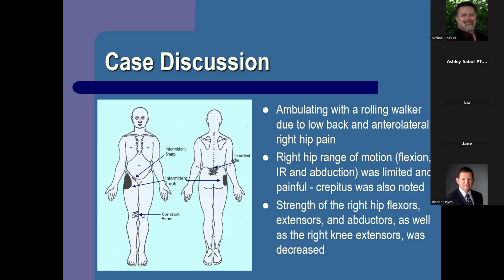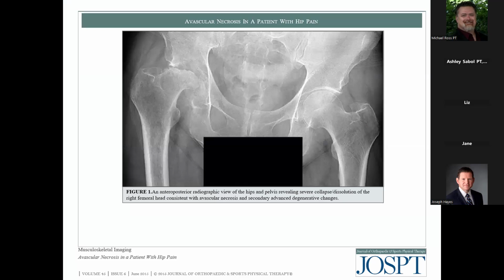So the PT in this case wound up getting an AP view of the pelvis. And we'll talk a little about the specifics of what imaging is necessary. But an AP view of the pelvis is nice because you get a bilateral comparison of both hips. So when we look at this AP view, his left hip is on your right, and his right hip, or his involved hip, is on your left. And as you can see there, and that's the radiologist report in figure 1, there's complete collapse and dissolution of the right femoral head, consistent with AVN and secondary advanced degenerative changes.